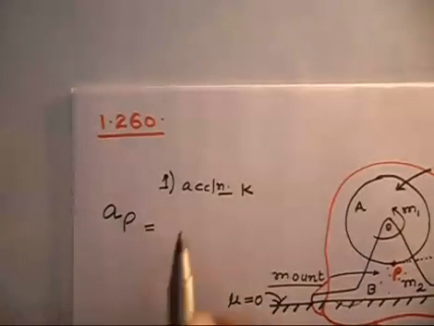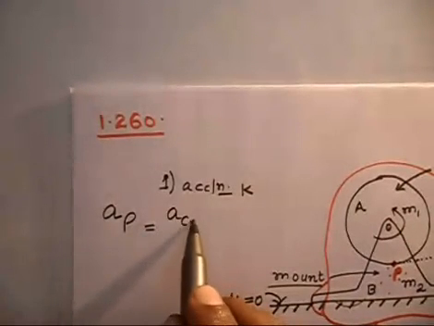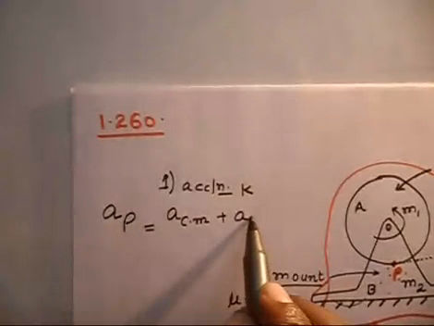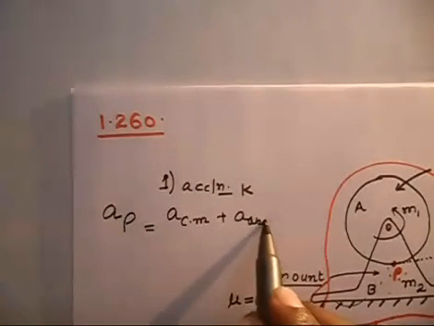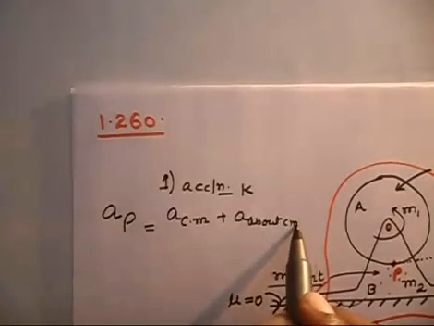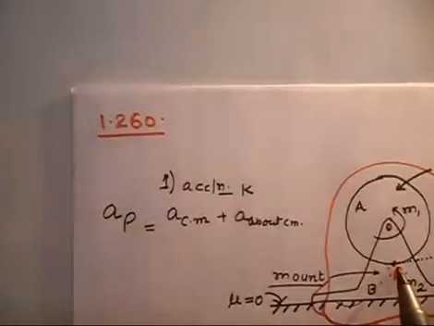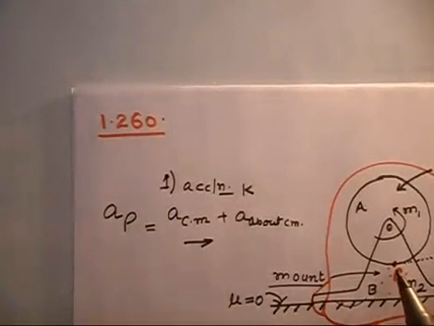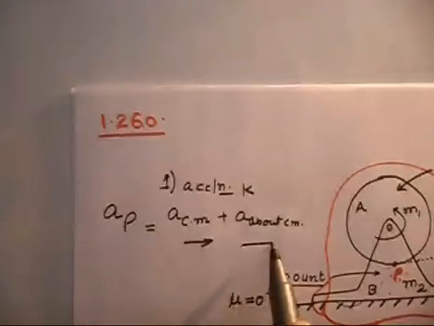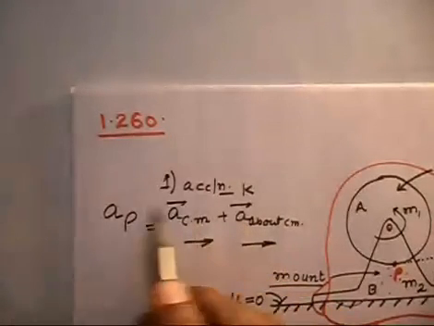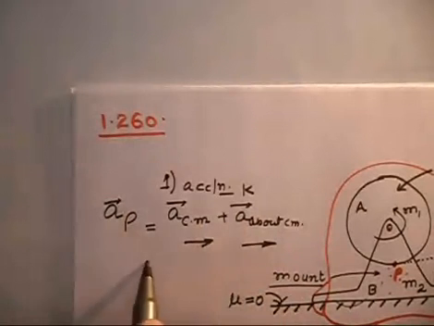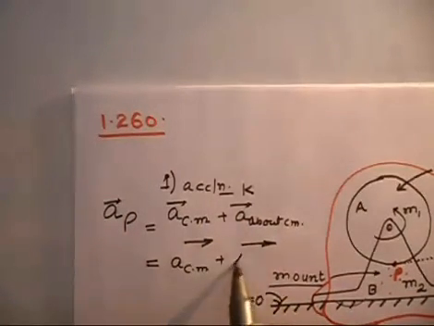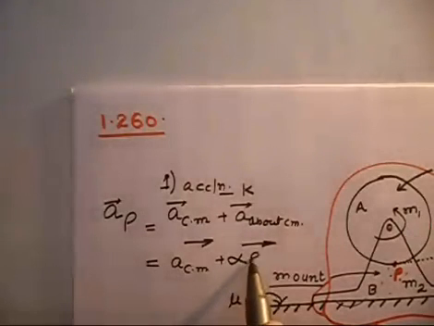So acceleration of point P will be acceleration of center of mass of system plus acceleration about center of mass. So this is about CM, acceleration about CM. Now at this point both will have the same direction. Acceleration of center of mass is also in this direction. Alpha into r, that is tangential, that is also in this direction. So these two vectors simply can be added scalarly. So acceleration of P is a_cm plus alpha times r.